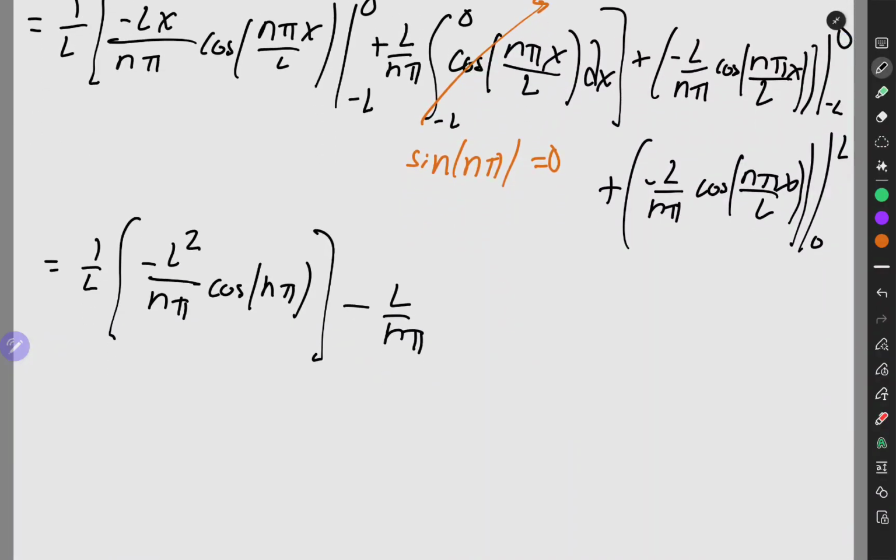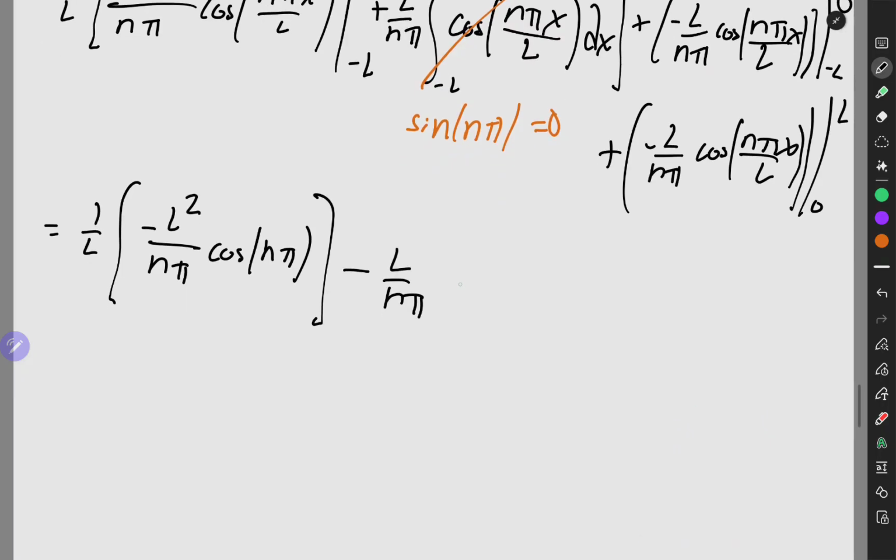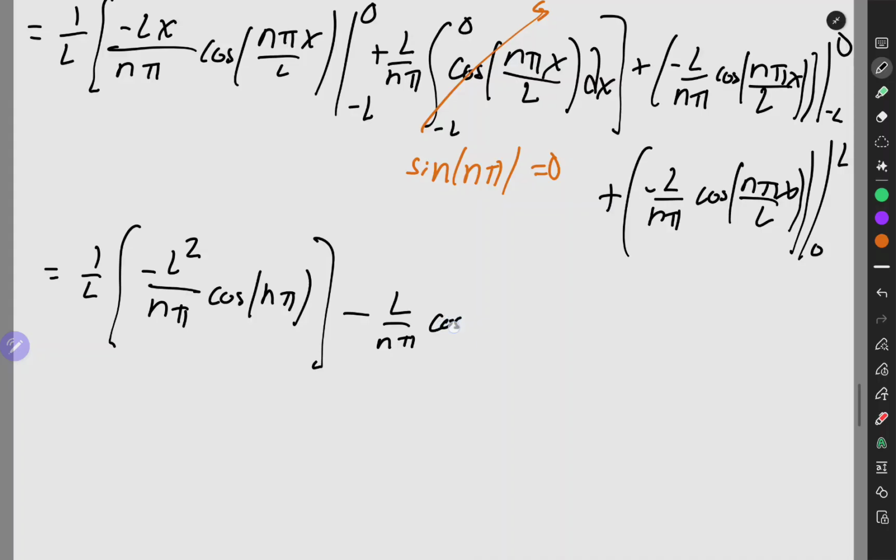Let me just double check. Yeah, it looks like I messed up in my notes. Okay, so then this would be... That's okay, I can still figure it out. Minus L over n pi plus... Well, this would be times cosine n pi. Plug in L for this next one. Stays negative. Wow, I really messed that one up. What was I doing?